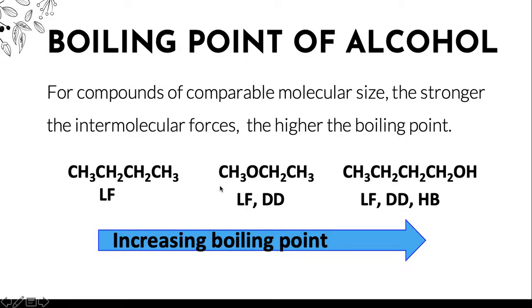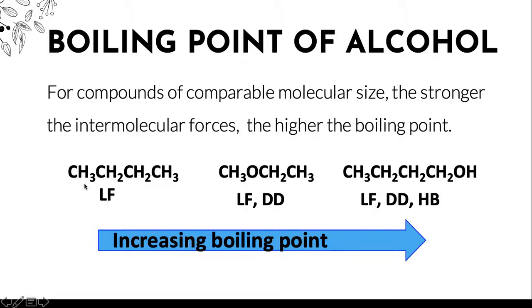First, you have to identify the intermolecular forces for that particular compound. So for alkane, it consists of London forces only. For ether, it has London forces and dipole-dipole forces. And for alcohol, it has London forces, dipole-dipole forces, and hydrogen bond. So this order is the increasing boiling point order.